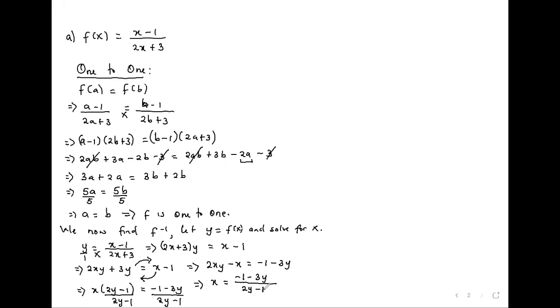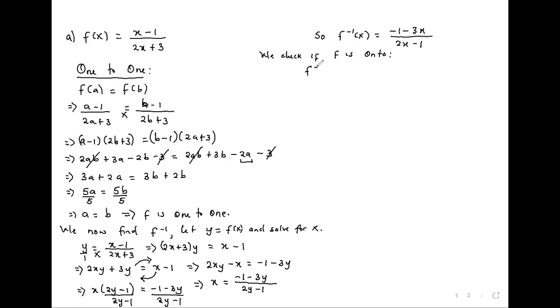So the inverse, f inverse of x is equal to negative 1 minus 3x over 2x minus 1. So this is the inverse. We now check if we want to check if f is onto.